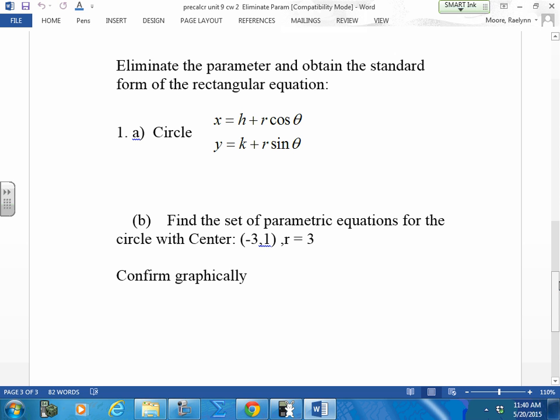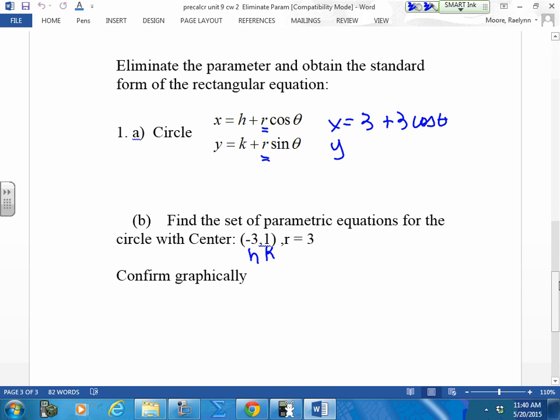Okay, so now we're going to do the same thing with your circle, but the circle has two special formulas to go with it. H and K is the center of your circle, and R is the radius. You could cut to the chase and do your x squared plus y squared thing here, but humor me and we're going to plug these in. H is your 3. R is always positive.